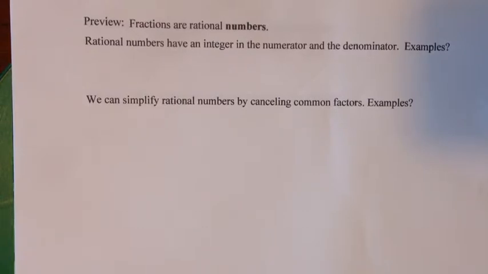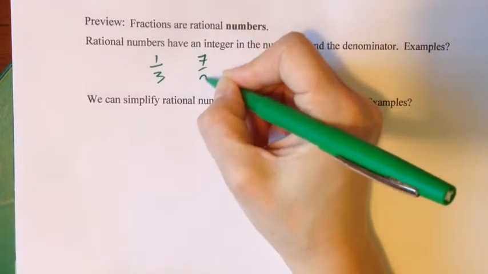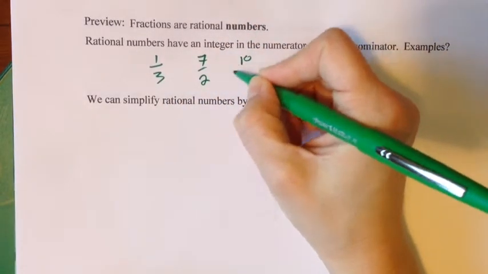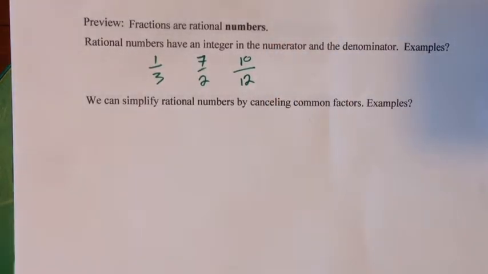You know what these are. These are just fractions. Rational numbers have an integer in the numerator and in the denominator. For example, something like 1 over 3, or 7 over 2, or 10 over 12. Each of those are rational numbers. Some rational numbers can be simplified by canceling common factors.